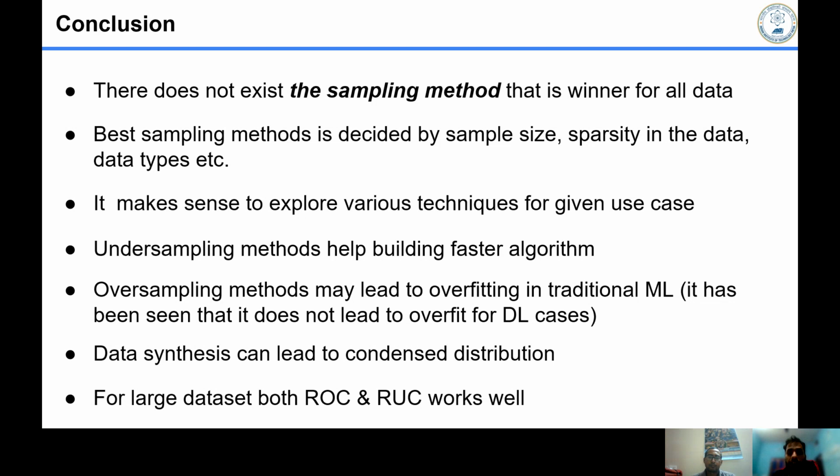Undersampling methods basically help us build faster models because the training time is typically less. Oversampling might lead to overfitting challenges in traditional models. However, researchers have shown that this overfitting problem is not as prevalent in deep learning scenarios as it is in traditional ML setups. Data synthesis can lead to condensed distribution, as we discussed in the SMOTE approach. And for large data sets, the good news is that both random undersampling and random oversampling work well.